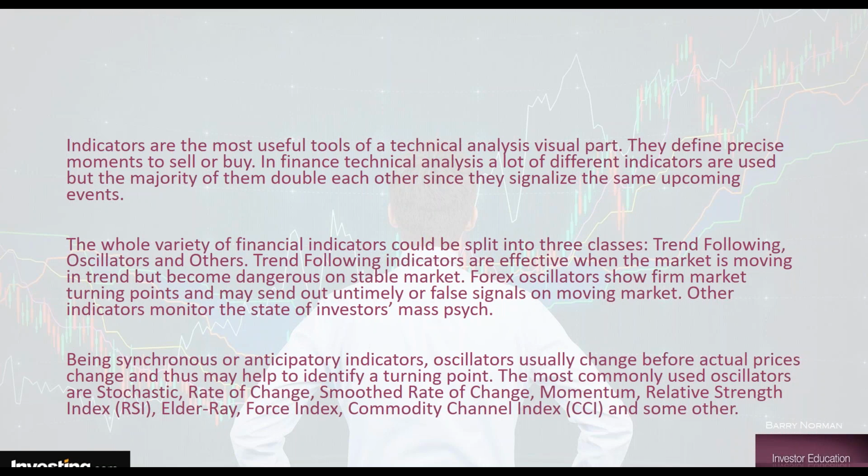Forex oscillators show firm market turning points and may send out untimely or false signals on moving markets. Other indicators monitor the state of investors' mass psyche. Okay. Now, you have to keep in mind that you have three different segments. Oscillators are very, very unique. Okay. And most new traders, or some experienced traders, don't realize the differences.